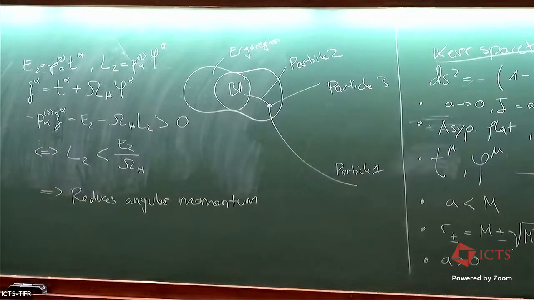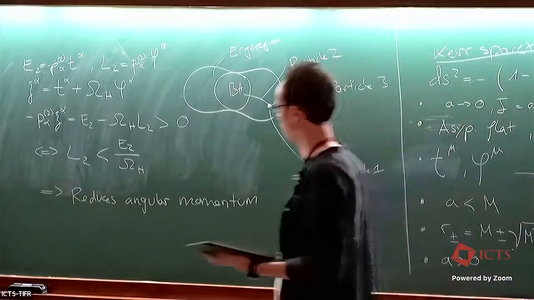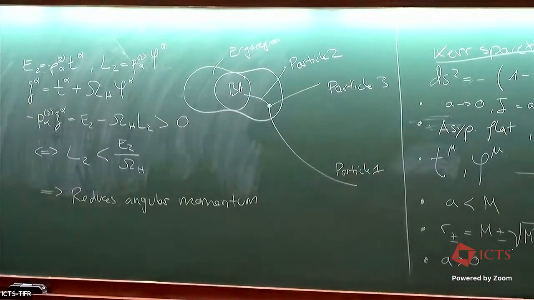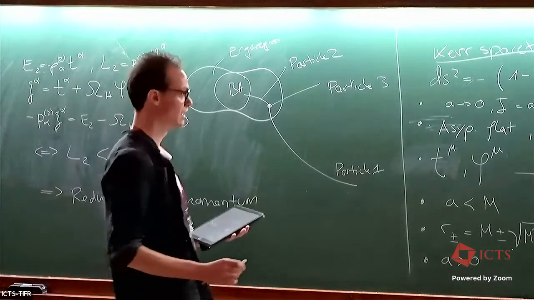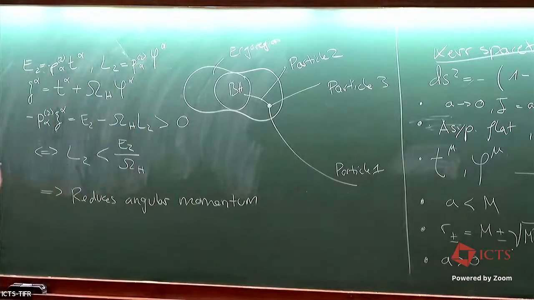Okay. So now, this is one particular way of extracting rotational energy from a black hole. But then there are many other ways to extract rotational energy from a black hole. One of which is the black hole superradiance process. And that's basically the core of this course. So let me write it down. Black hole superradiance.